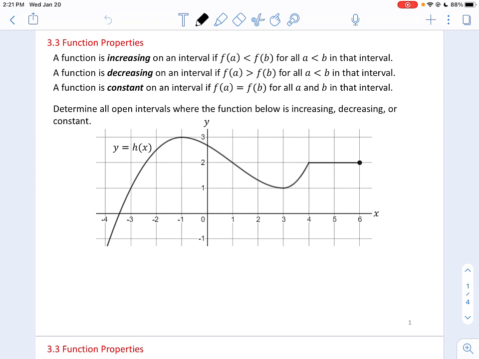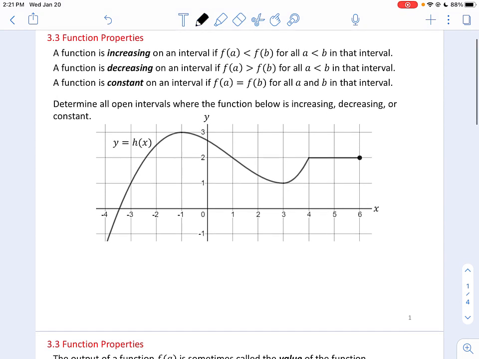A function is increasing on an interval if f of a is less than f of b for all a less than b in that interval. Well, the interval we're talking about is an interval of x coordinates. And to be increasing really just means that the graph is going up from left to right. And I say left to right because x increases to the right.